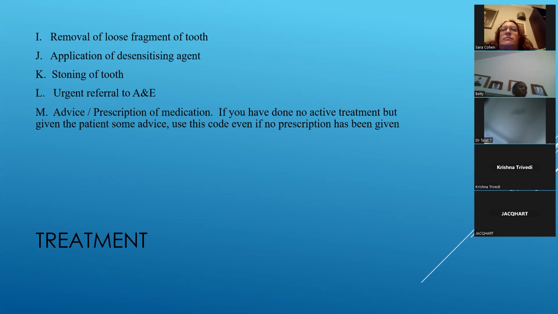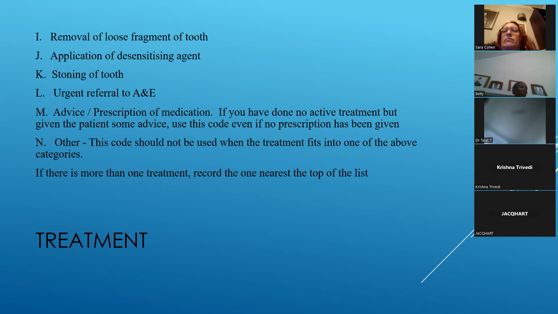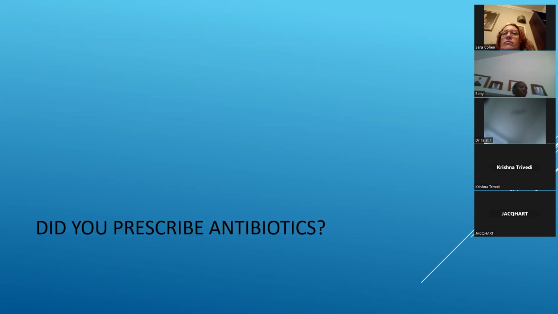Advice: if you've not given a prescription but you've given advice, you still use this code. Sometimes the patient only needs advice, or that's all they're willing to accept. Other: again, if your treatment doesn't fit in any of these categories, stick it in here. If there's more than one treatment, go for the one highest up the list. So if you've done, I don't know, stoning as well as an extraction, put the extraction down. It makes it look like you're busier. Did you prescribe antibiotics? That's the next question on the drop-down list. Most of the time, you don't need to fill this in because you didn't give antibiotics.